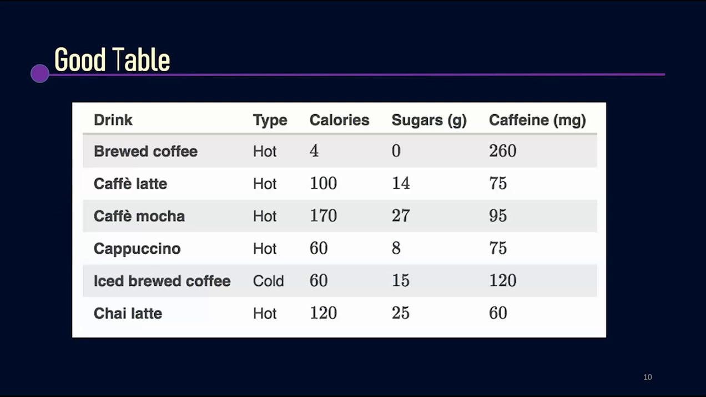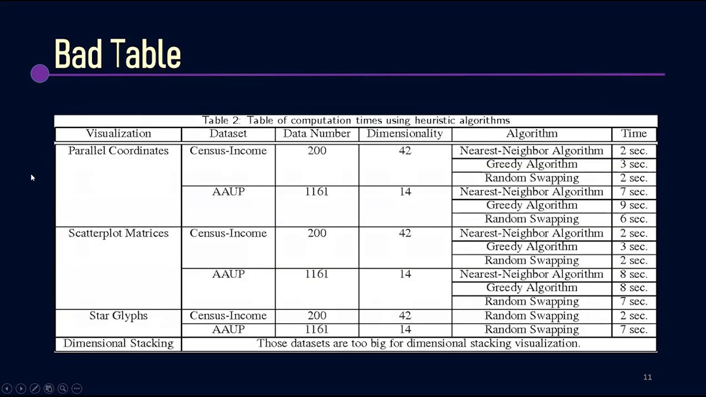What are the characteristics of a good table? This table shows the different types of drinks, and this immediately shows you what type of drink you would prefer on a hot day or on a cold day, or if you are very concerned about your calories or your caffeine level, you immediately get the idea of what kind of drink you would order. This is an example of a bad table. Too much information is given in this table, and it is very hard to decipher what information the author is trying to get across.